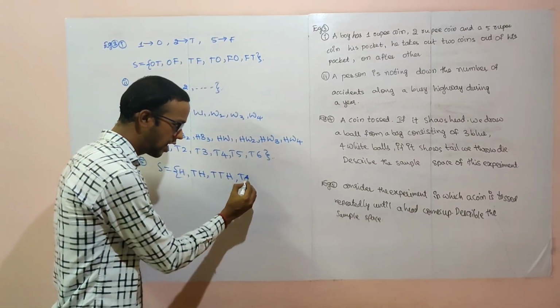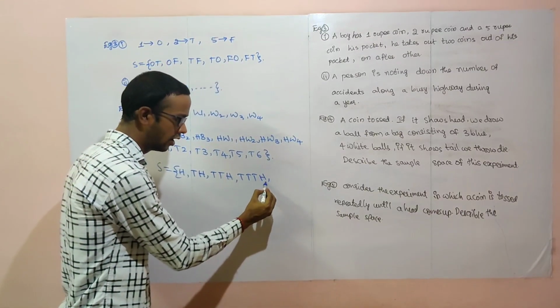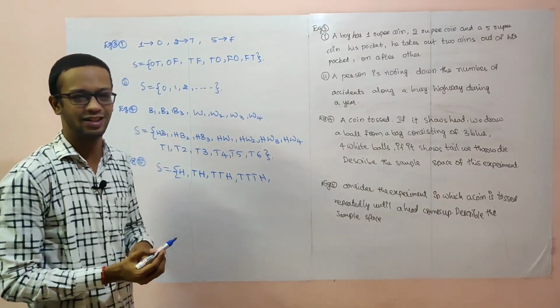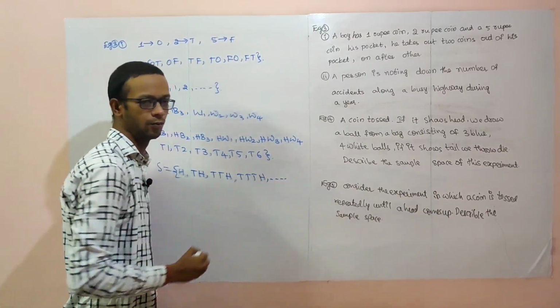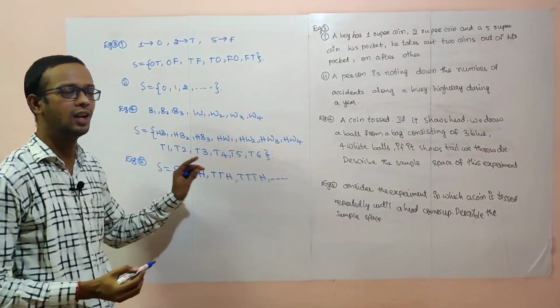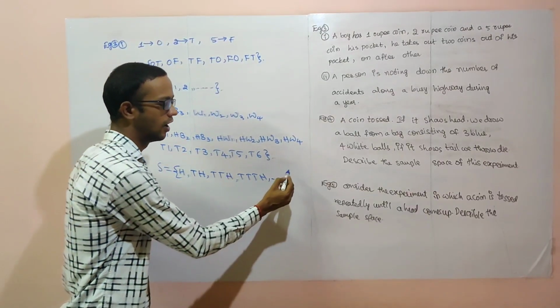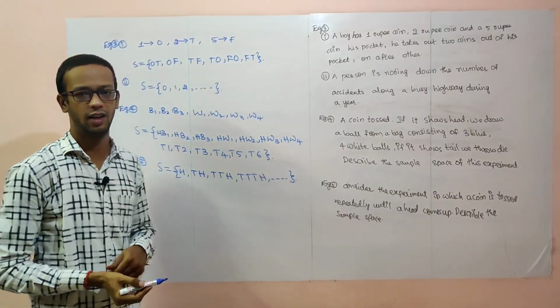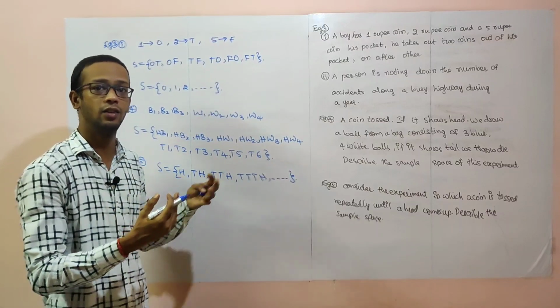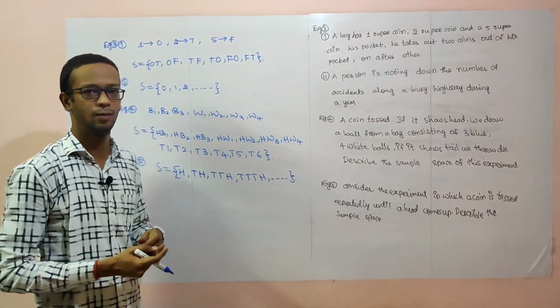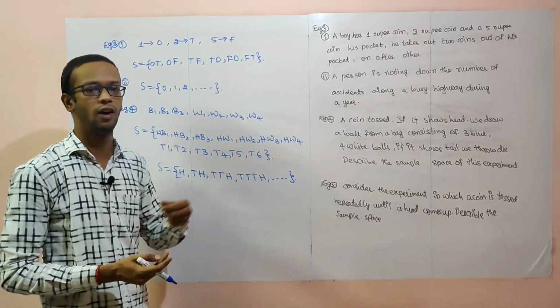Next, 3 times tail, after that head. After how many tails we get head, we can't judge here. So it will continue. 4 times tails, after that head. When head comes, stop the experiment. So the outcomes will continue. You will get a lot of outcomes here. After 100 tails you can get head. After 1000 tails we can get head. These possibilities are there, and so on we can write.